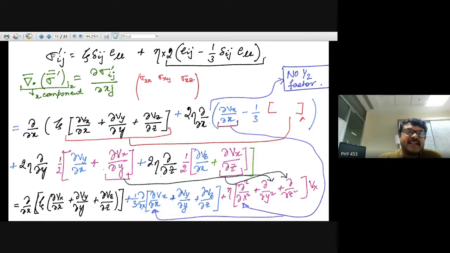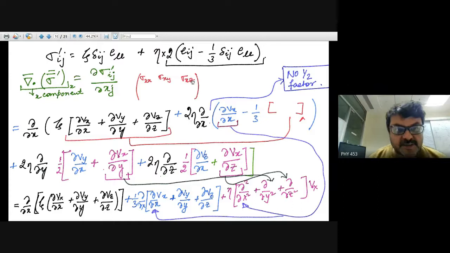Remember, sigma dash is this bulk viscosity into delta ij ell plus the deviatoric part. So when you are taking the divergence, each component, this is a tensor, and the way you take divergence is take a row, del del x of this, del del y of this term, and del del z of this term.